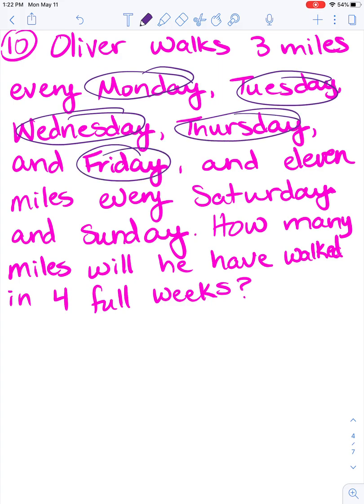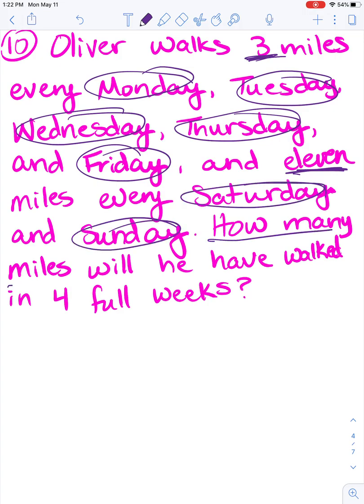Oliver walks 3 miles on Monday, Tuesday, Wednesday, Thursday, and Friday. Every Monday, Tuesday, Wednesday, Thursday, Friday, he walks 3 miles. He walks 11 miles every Saturday and Sunday. How many miles will he have walked in 4 full weeks?